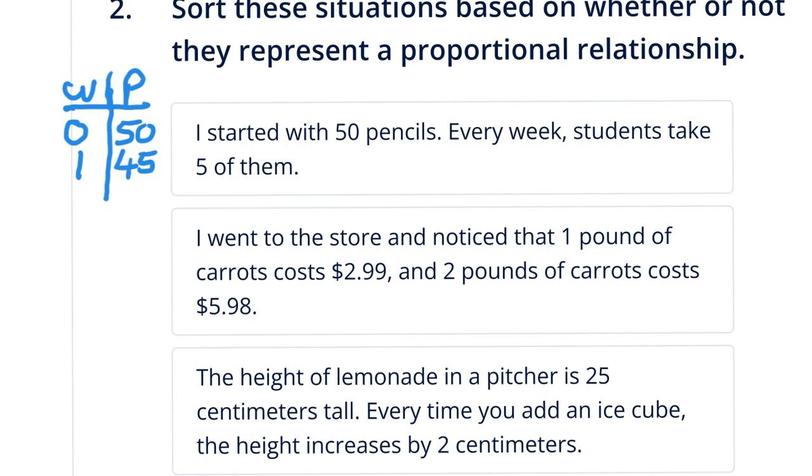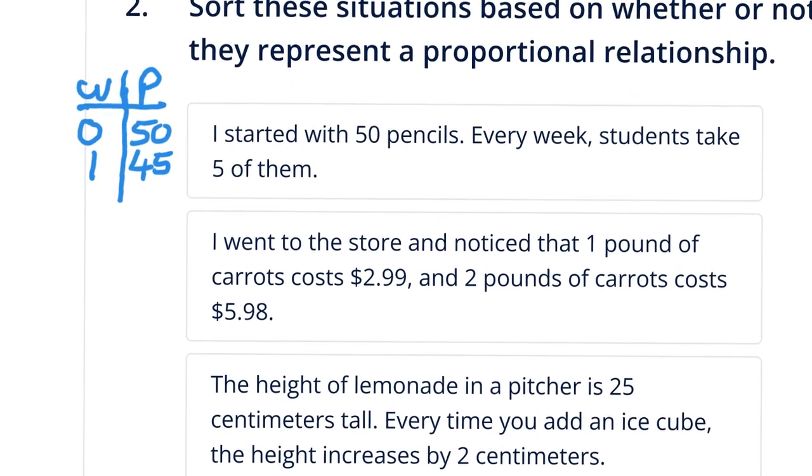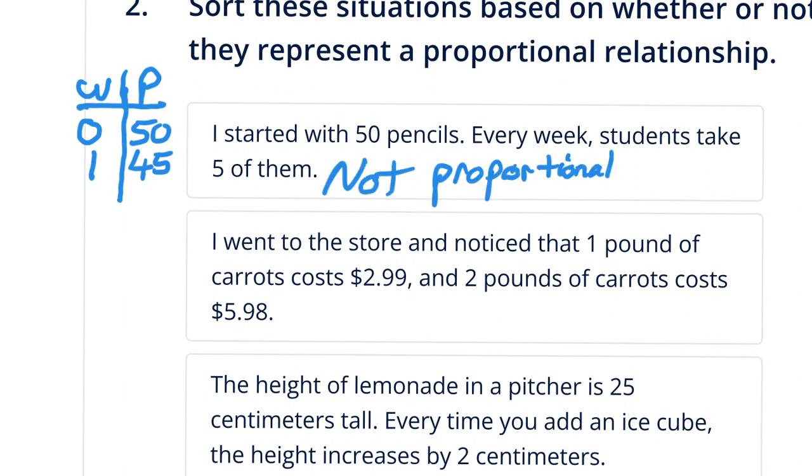A great strategy on your test is to use a table. That would be a really good strategy. And I did that quickly. I started with 50 pencils. Every week, students take 5 of them. So at week 0, I started at 50. And after week 1, now I only have 45. So remembering, in order to be a proportional relationship, it needs to satisfy 0, 0, or to be able to go through the origin on a graph. So this is not proportional.